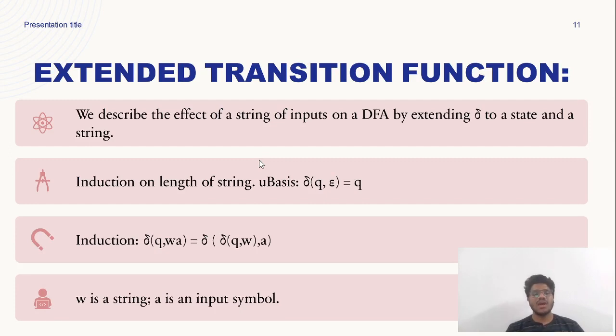Next, the extended transition function. We described the effect of a string of inputs on a DFA by extending delta to a state and a string. Induction on the length of a string w: the basis is delta(q, epsilon) = q, and the induction is delta(q, wa) = delta(delta(q, w), a), where w is a string and a is an input symbol.